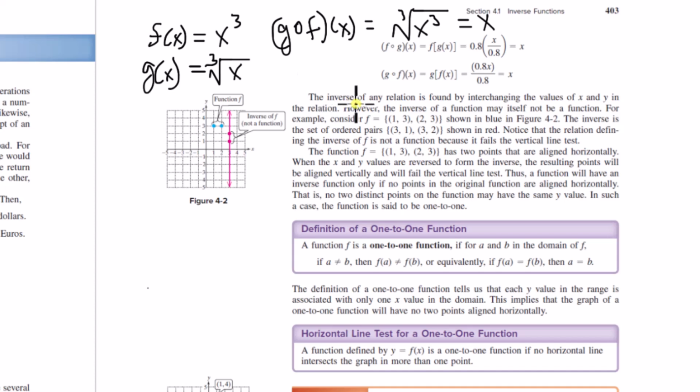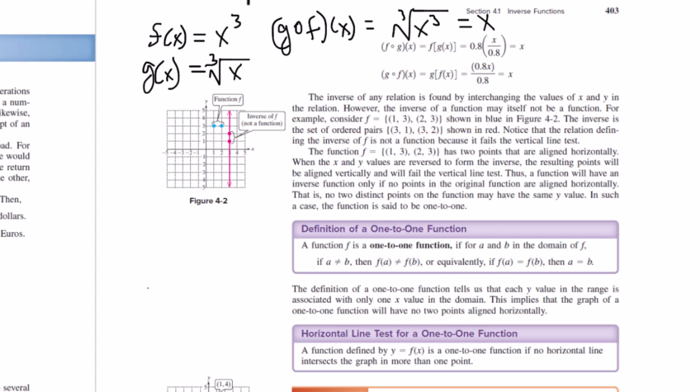Okay. The inverse of any relation is found by interchanging the values of x and y in the relation. However, the inverse of a function may itself not be a function. For example, consider f is equal to the two points (1, 3) and (2, 3), shown in blue in figure 4.2. There's a function, those two points. The inverse is the set of ordered pairs (3, 1) and (3, 2), shown in red.